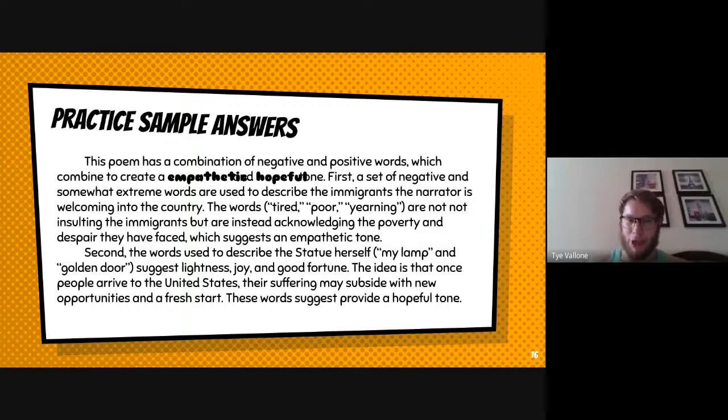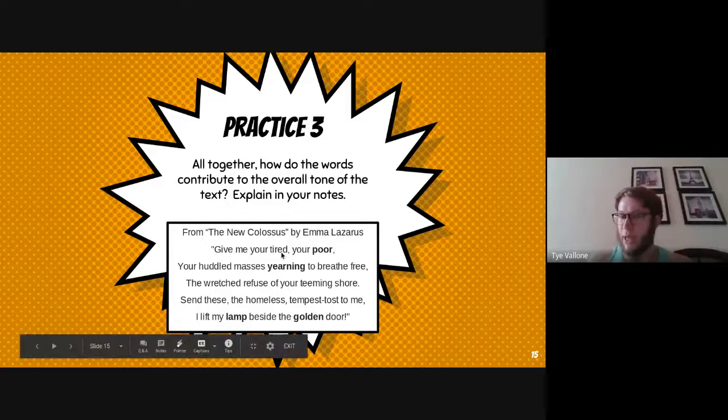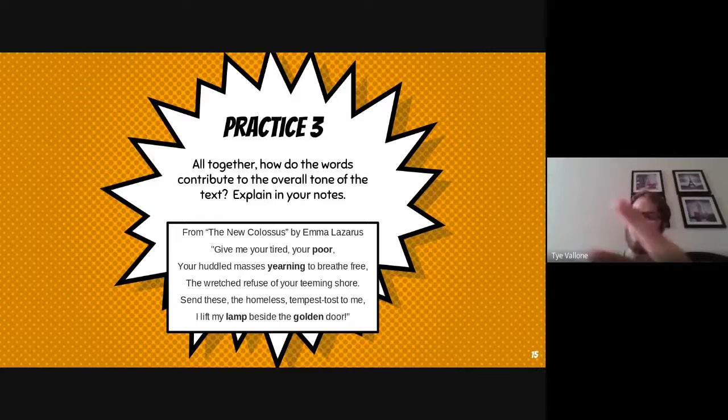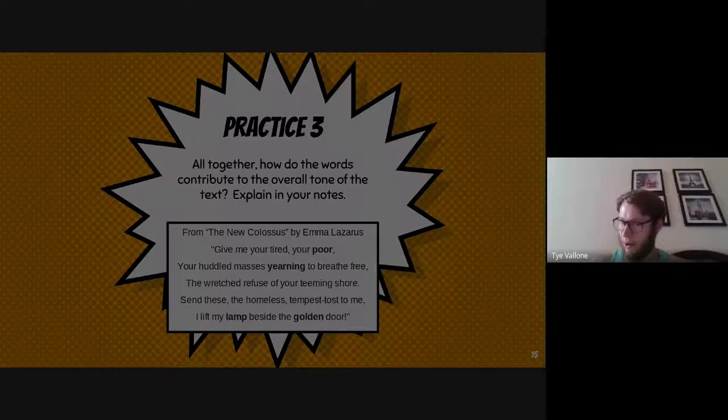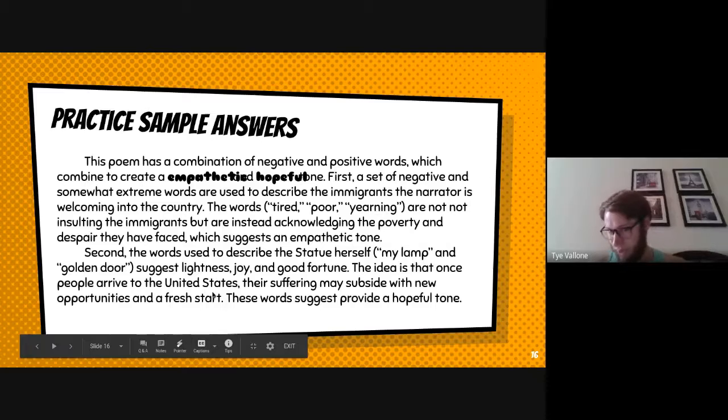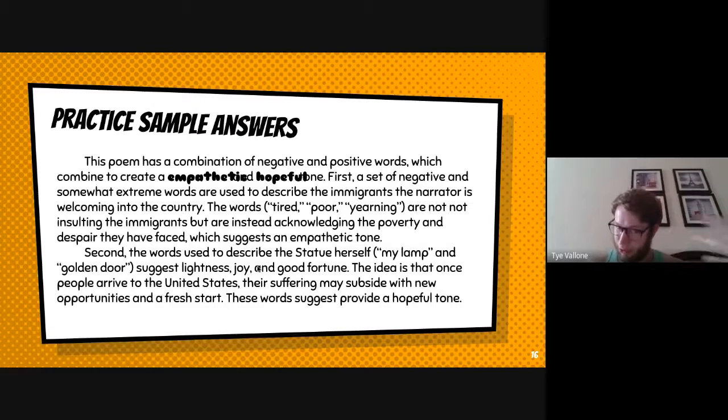Basically, all this is saying is the poem has a combination of negative and positive words. Okay, give me your tired, your poor, your huddled masses yearning to breathe free. So this first part, a lot of negative connotations there. We're seeing how desperate, how in despair these immigrants really are coming to America, right? In the first set, somewhat extreme negative words are used, like poor and yearning, okay? But in the second half, the words used to describe the statue herself suggest lightness and joy.